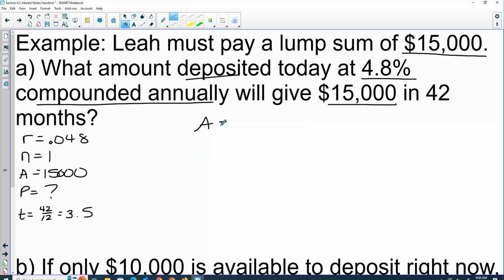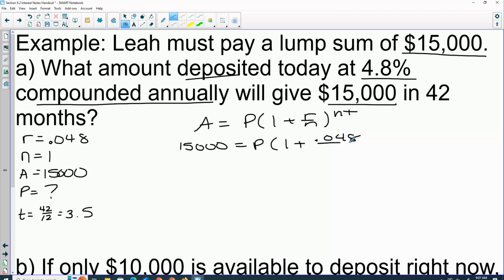So we're doing the same formula, but we have different information. A is 15,000, equals P times (1 plus 0.048 over 1) to the 1 times 3.5 power. You're welcome to simplify this a little bit, but we don't want to do too much.